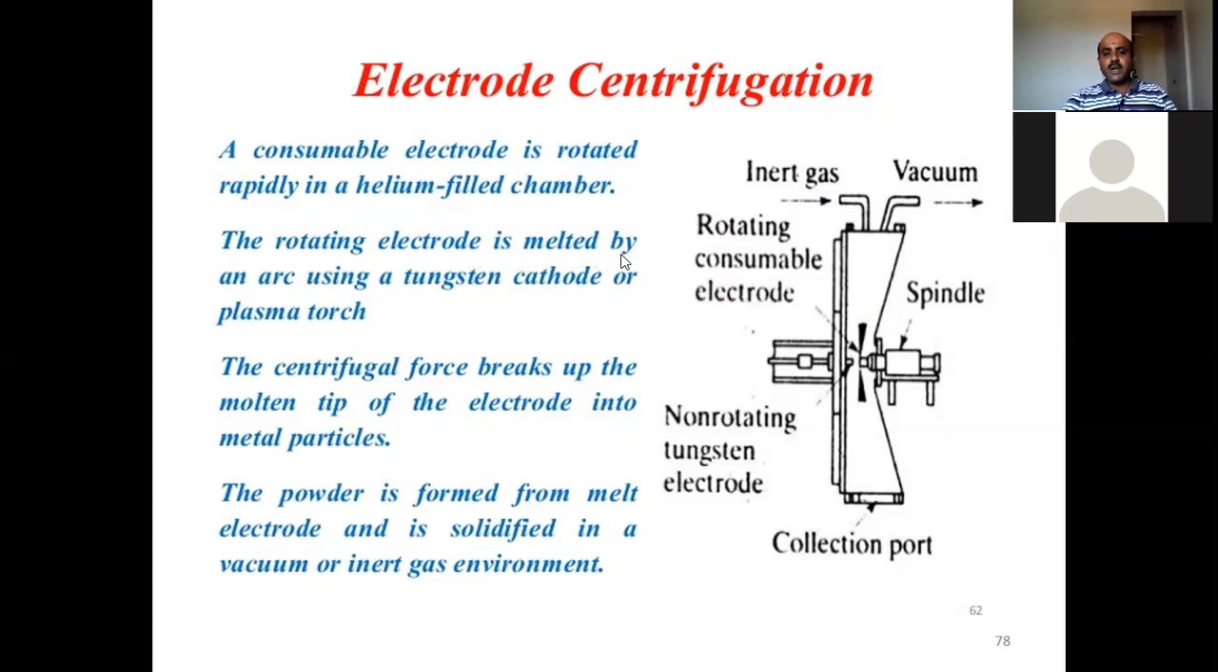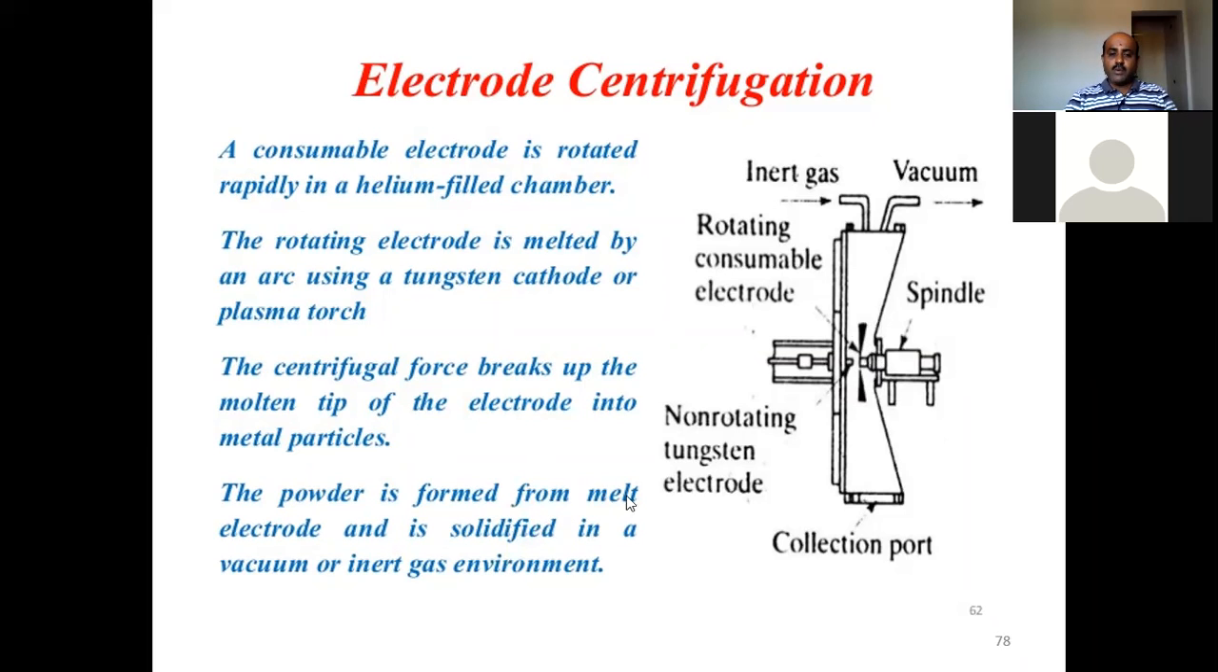The rotating electrode is melted by an arc using a tungsten cathode or a plasma torch. So here we have a tungsten electrode. The centrifugal force breaks up the molten tip of the electrode into metal particles. This rotating consumable electrode is made of different metal alloys. The tungsten cathode or plasma torch melts the rotating electrode, and because of the centrifugal force, the molten tip breaks up into metal particles.